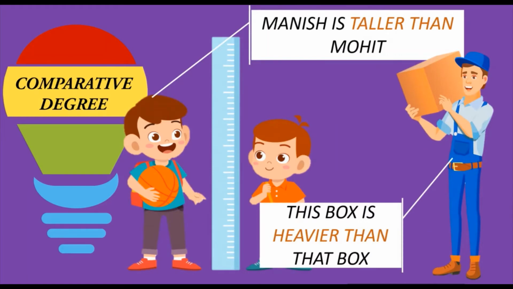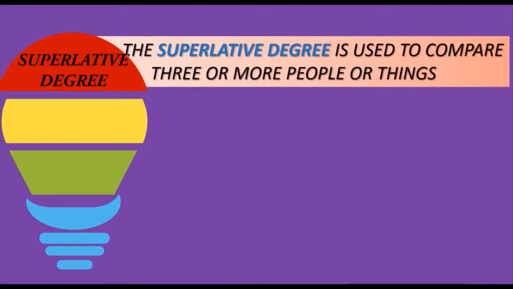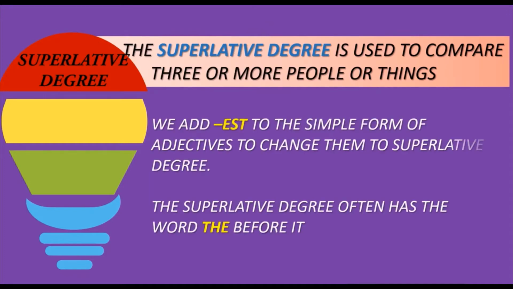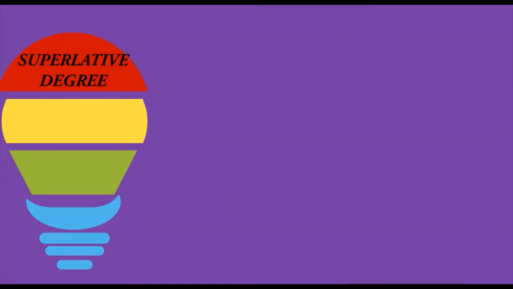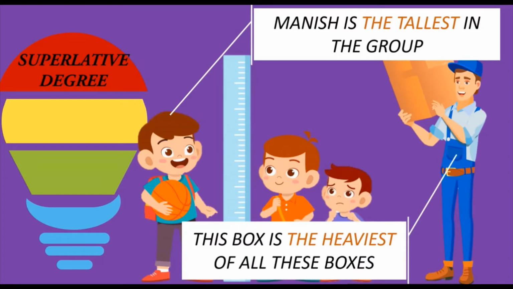Now we see the next one, that is superlative degree. The superlative degree is used to compare 3 or more people or things. We add EST to the simple form of adjective to change them to superlative degree. The superlative degree often has the word the before it. Let's see the example. Manish is the tallest in the group. This box is the heaviest of all these boxes.